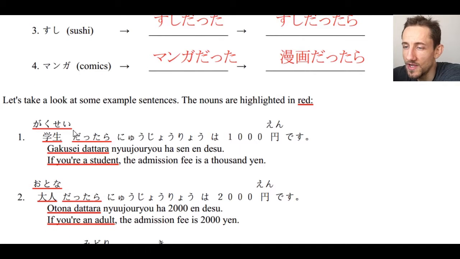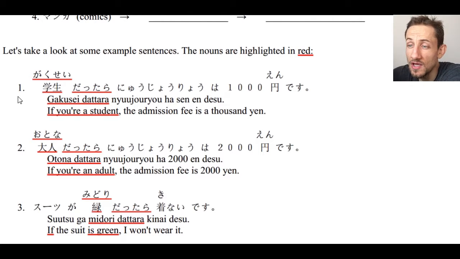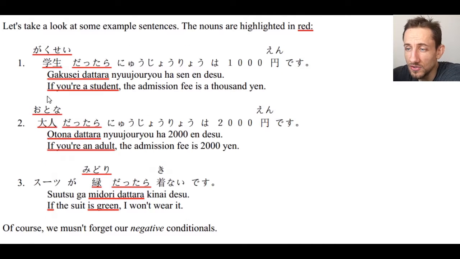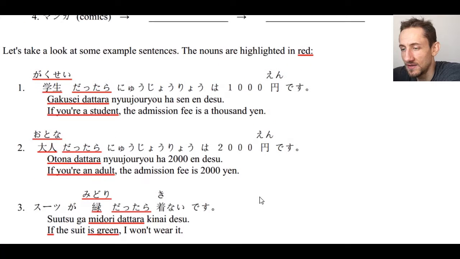Alright, so now we'll take a look at some sentences. The nouns will be highlighted in red, so they're easy to see. So number 1, 学生だったら入場料は1000円です. So if you're a student, the admission fee is 1,000 yen. 入場料. And number 2, 大人だったら入場料は2000円です. If you're an adult, the admission fee is 2,000 yen. And number 3, スーツが緑だったら着ないです. If the suit is green, I won't wear it.